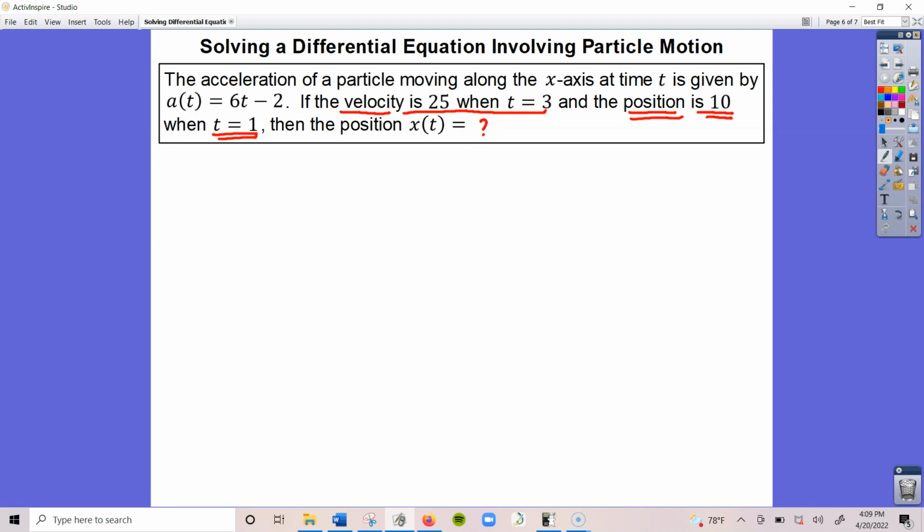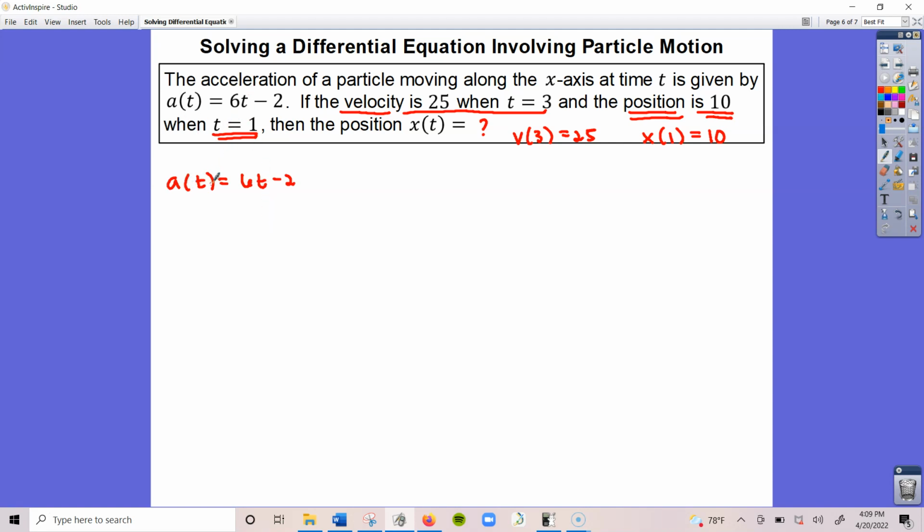So I need to figure out what is the equation. We are given two bits of information here. If the velocity is 25 when t is equal to 3, that means that v of 3 is equal to 25. This will be an initial condition for my velocity function. And here the position is 10 when t is equal to 1. Now the position function here is written as x, so this is x of 1 is equal to 10. This will be my initial condition for position. We have two initial conditions because we are given acceleration. That means that in order to get position, I'm going to need to integrate twice.